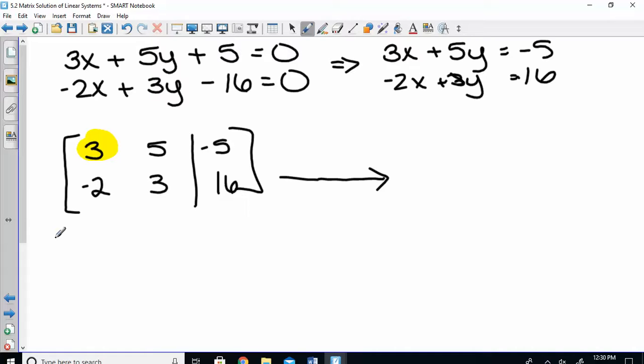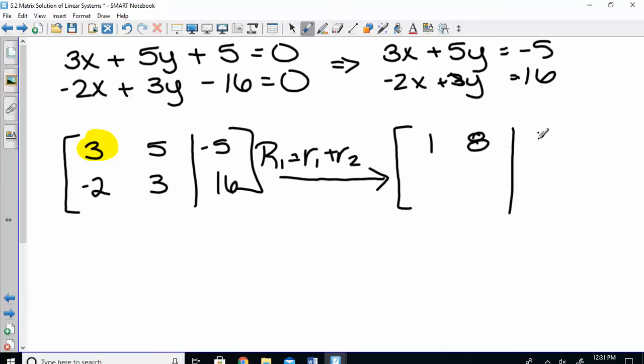Row 1 plus row 2. So row 1 equals row 1 plus row 2. Okay, so 3 plus -2 is 1. 5 plus 3 is 8. -5 plus 16 is 11. And we did not change row 2.